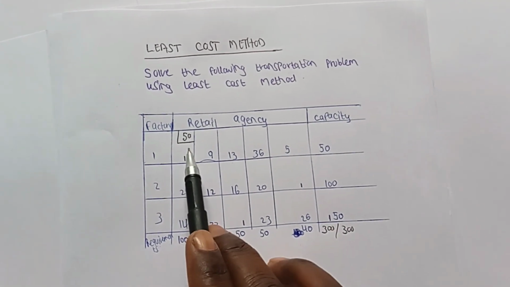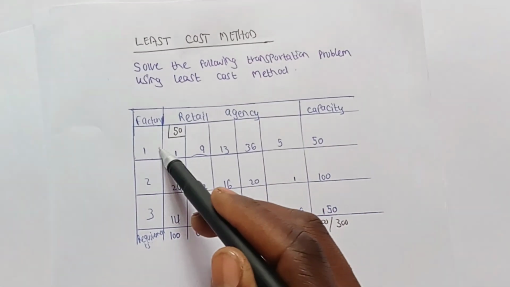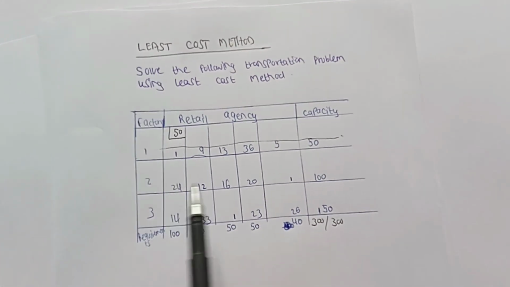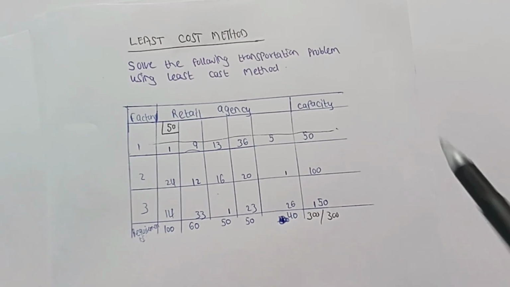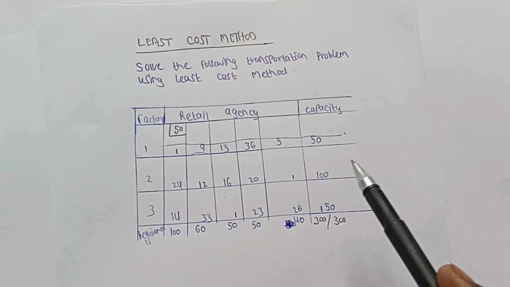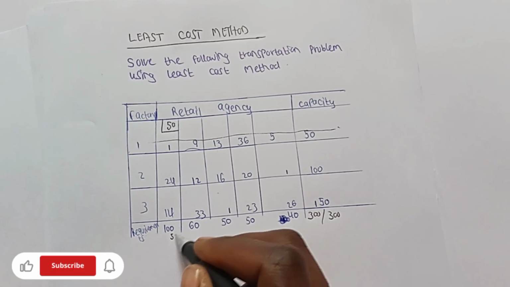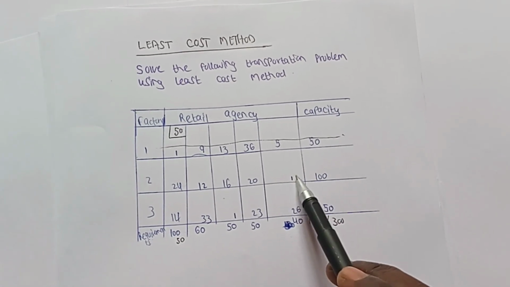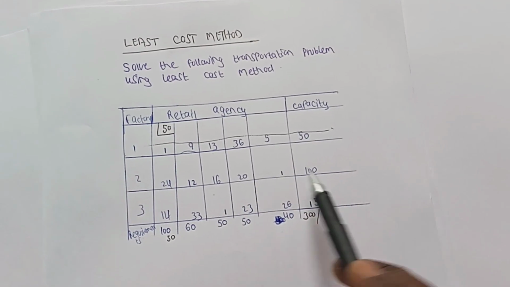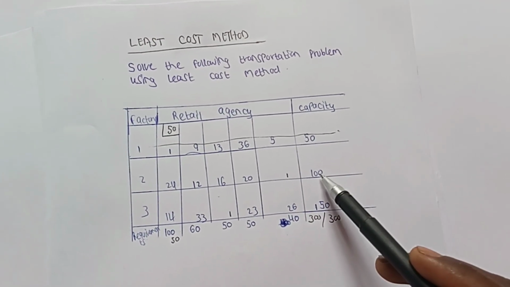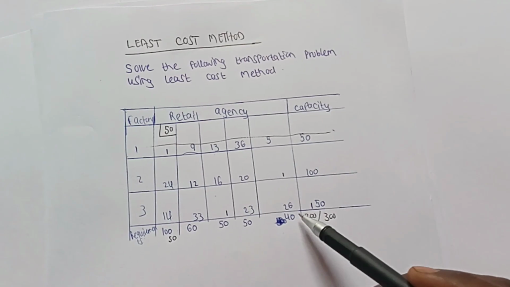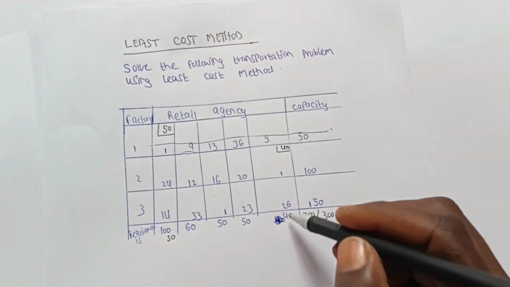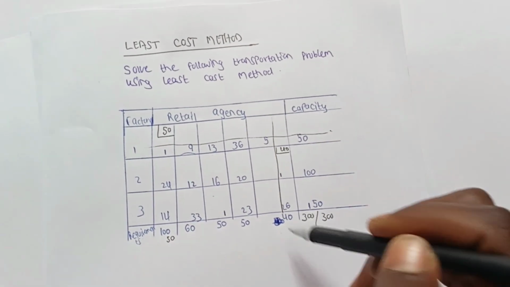When we allocate 50 here, the capacity of this row is already used up. So we come again to the second row, where we have 24, 12 and so on. When we subtract, we remain with 50, so our requirement is 50. The next least is 1, another one in our next column. We have 100 and we have 40, so the least is 40, and we allocate 40 here. So this column ends like that.